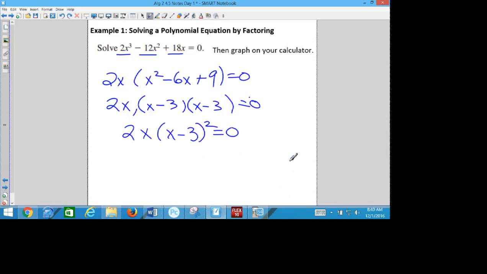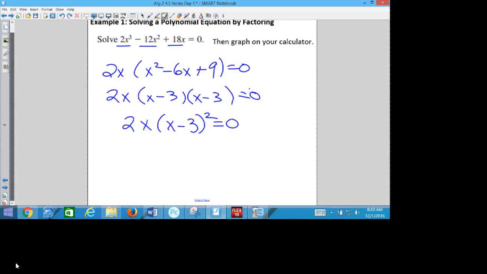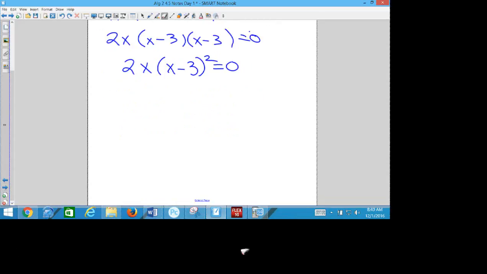So I'm allowed to write the squared because there were 2 of them. That's why I wrote the squared, because there were 2 of the same factor. Now this is a review of what we've done before. At this point, you set each factor equal to 0.